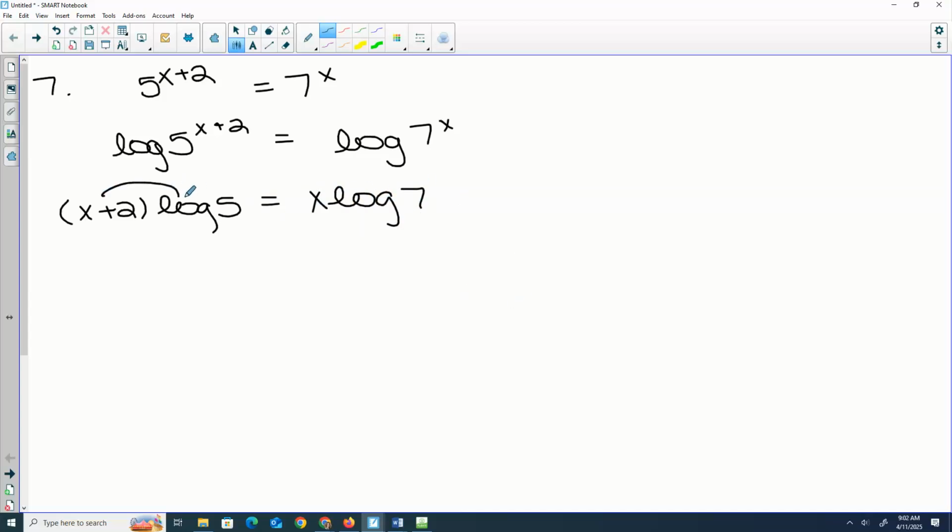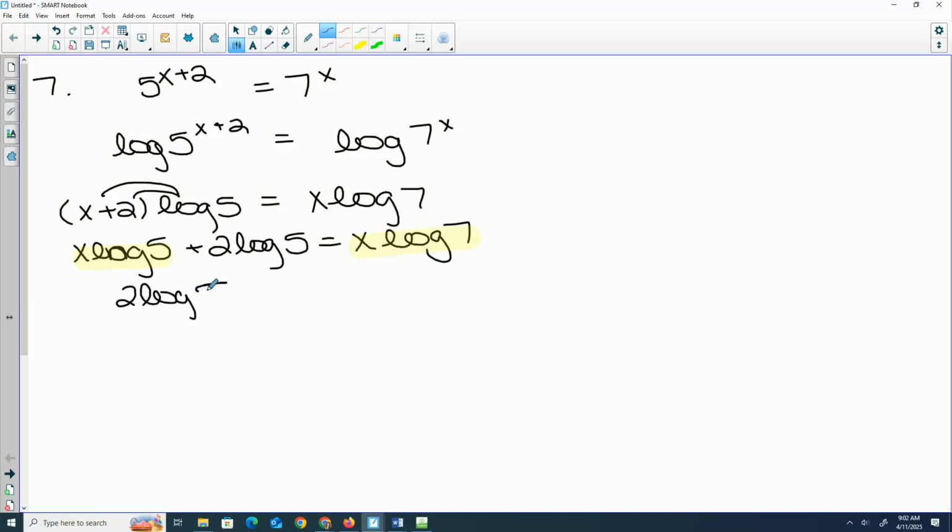Here we have to distribute this log 5. So the numbers just get multiplied in the front, so it's x log 5 plus 2 log 5 equals x log 7. We have two terms with an x. You need all of your x's on one side. So I'm going to subtract over the x log 5.